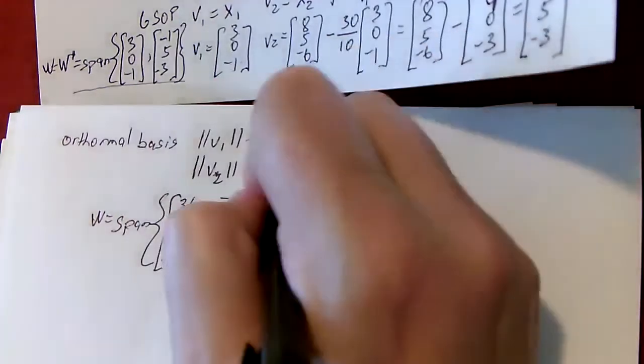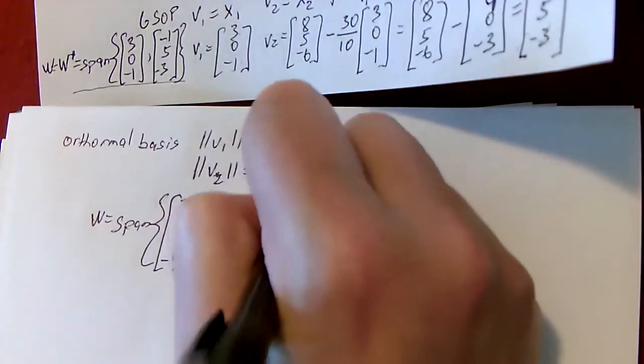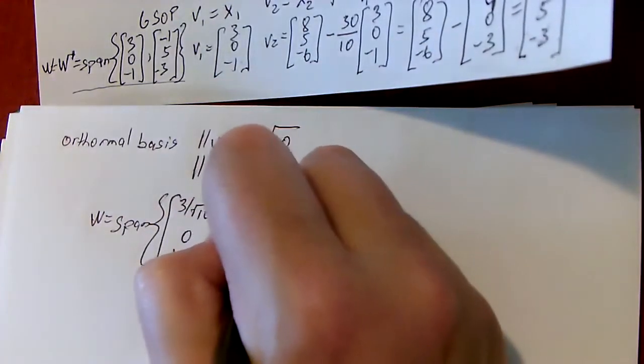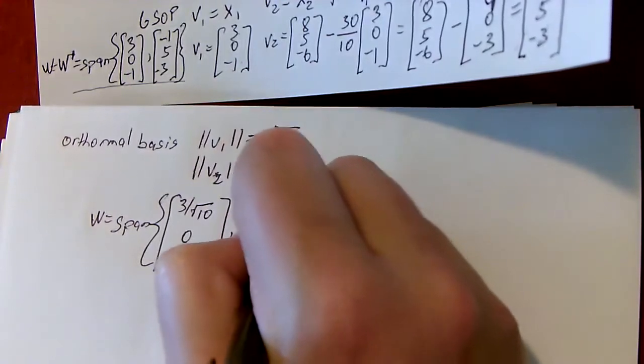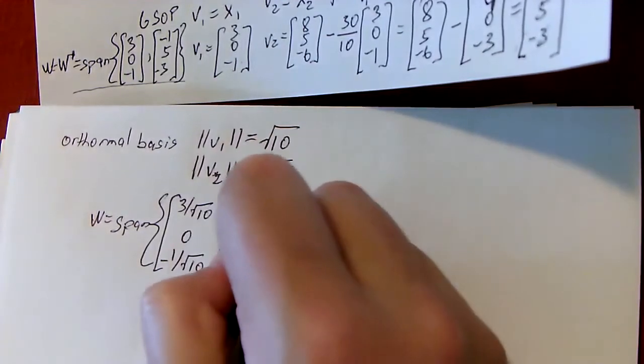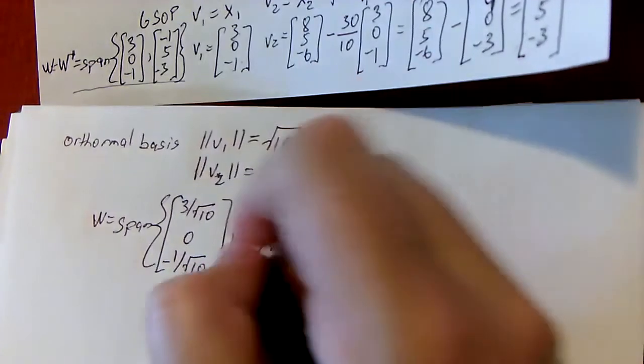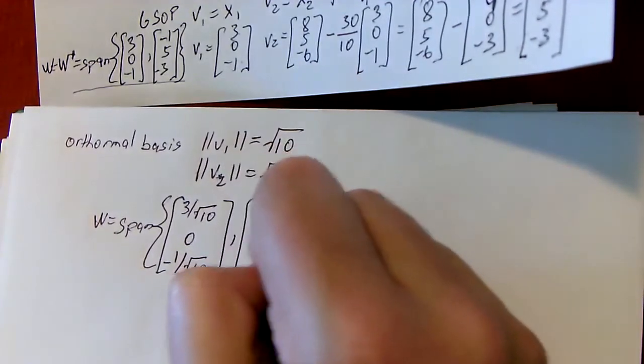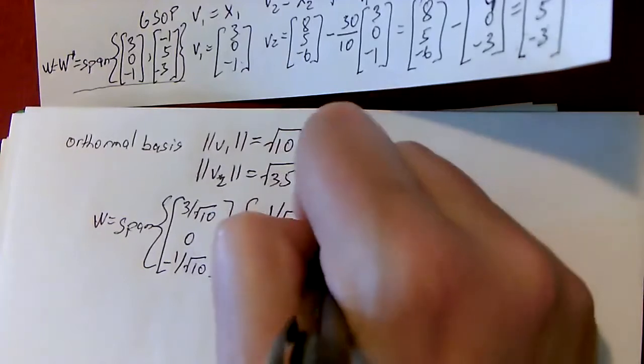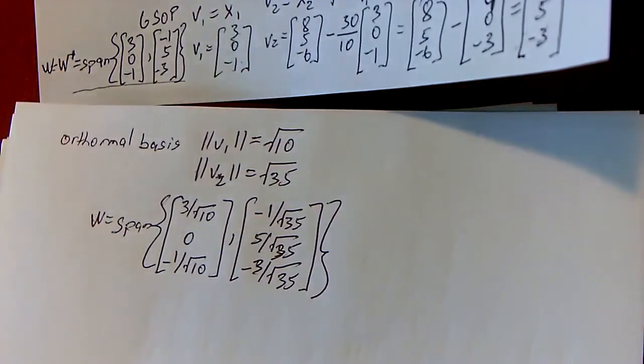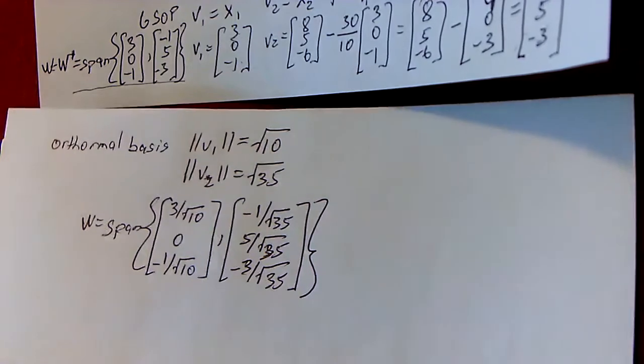And then my second one is going to be negative 1 over the square root of 35. 5 over the square root of 35. And negative 3 over the square root of 35. So there would be my orthonormal basis. So I have a regular basis, had a basis was just given. I could turn it into an orthogonal basis, then I can turn it into an orthonormal basis. Okay? All right, so we're going to broaden this definition just a little bit.